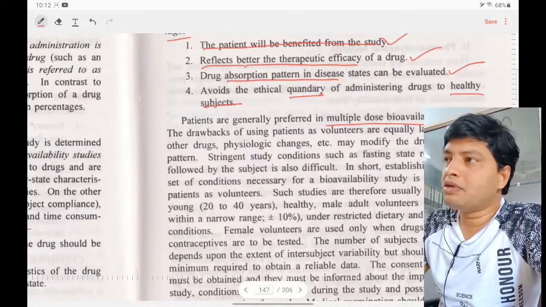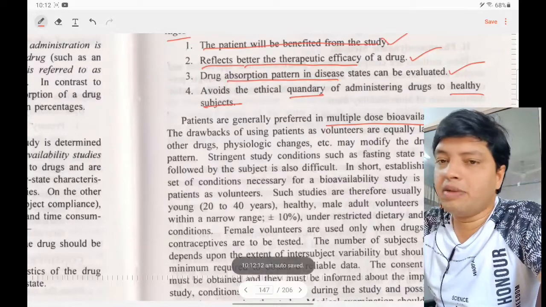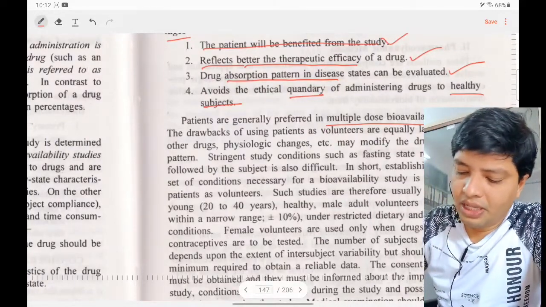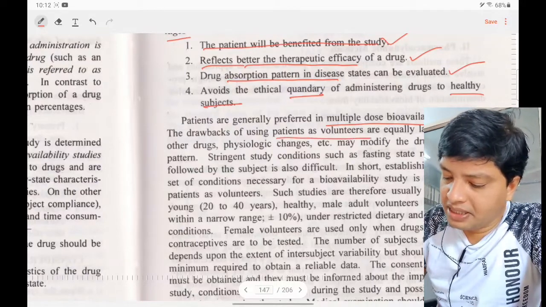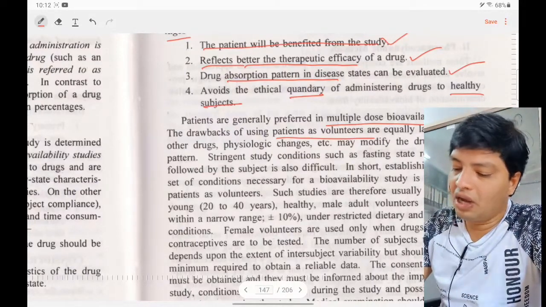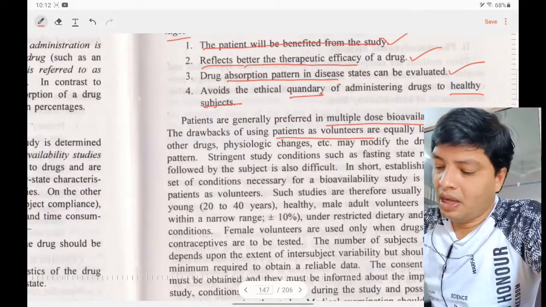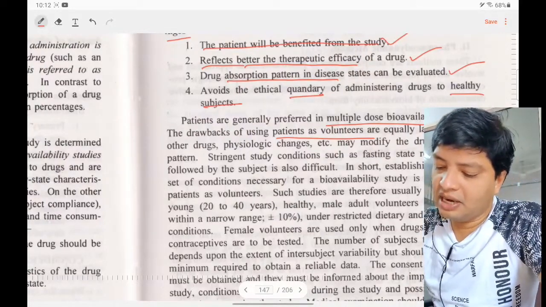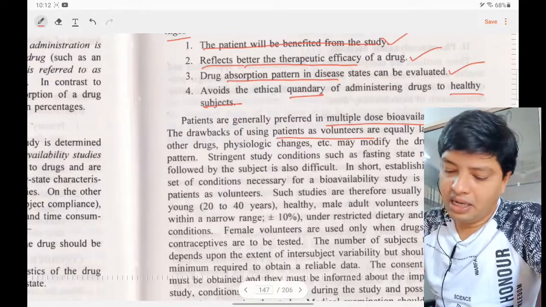So in multiple dose bioavailability studies, you prefer only patients because it is an added advantage. Then the drawbacks of using patients as volunteers are equally large: disease, other drugs, physiological changes, etc. may modify the drug absorption pattern.